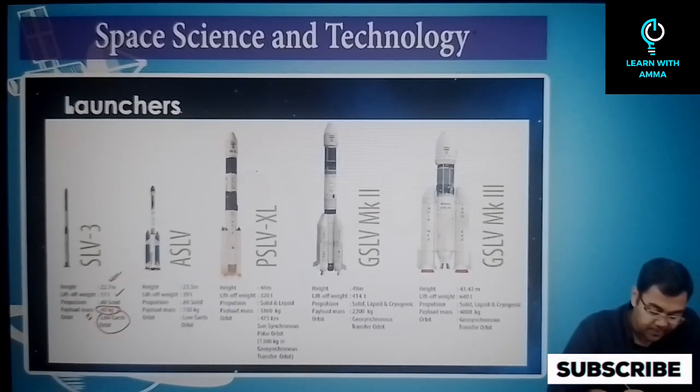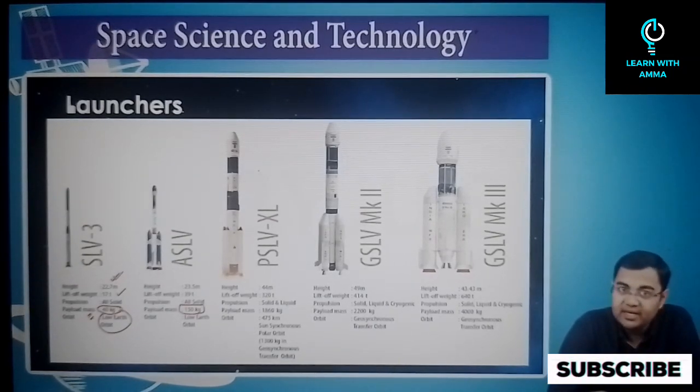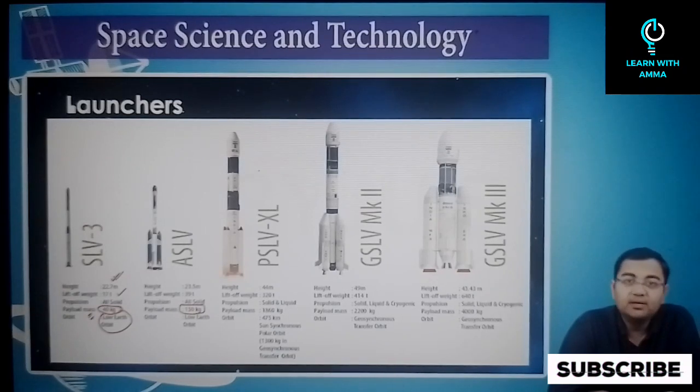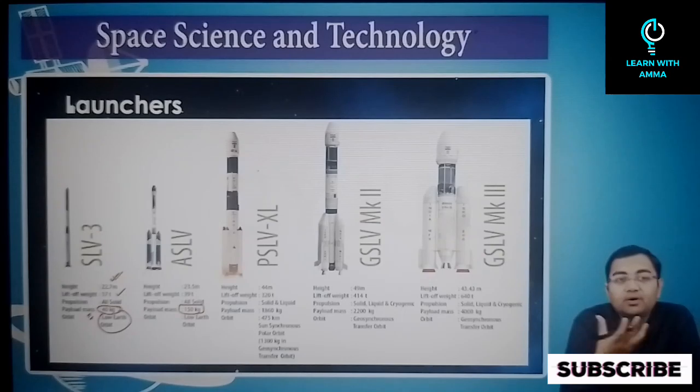Then came ASLV. With ASLV, the payload mass increased to 150 kg. Now 150 kg of satellite can be launched using a launch vehicle produced in India. But even 150 kg does not serve the purpose. 150 kg is also not as much as is required to launch a normal remote sensing satellite or, going forward, the communication satellites.